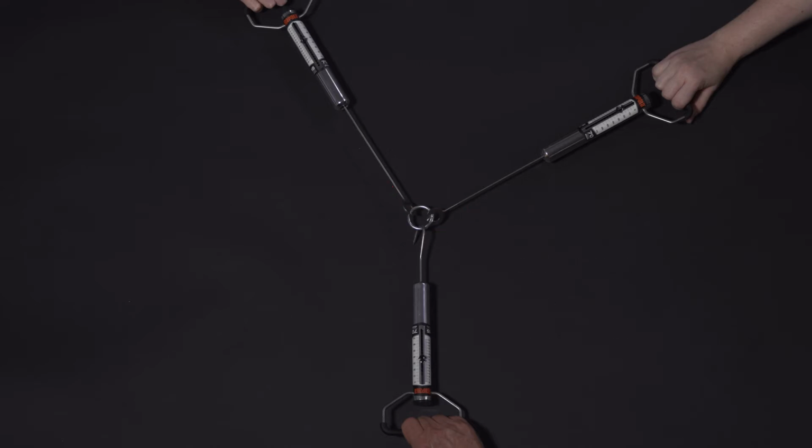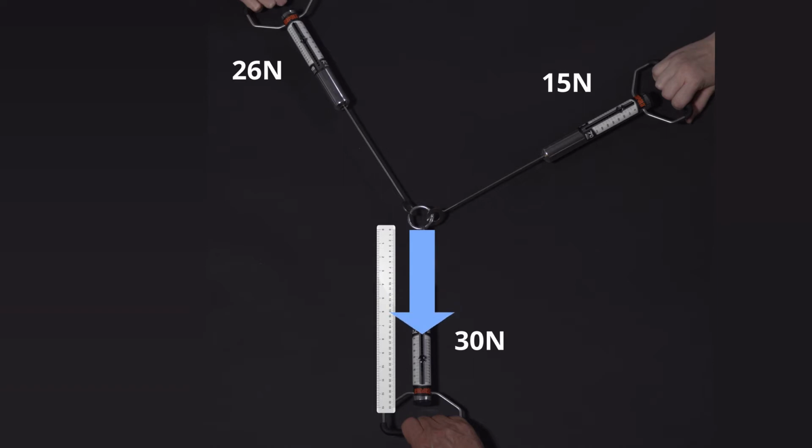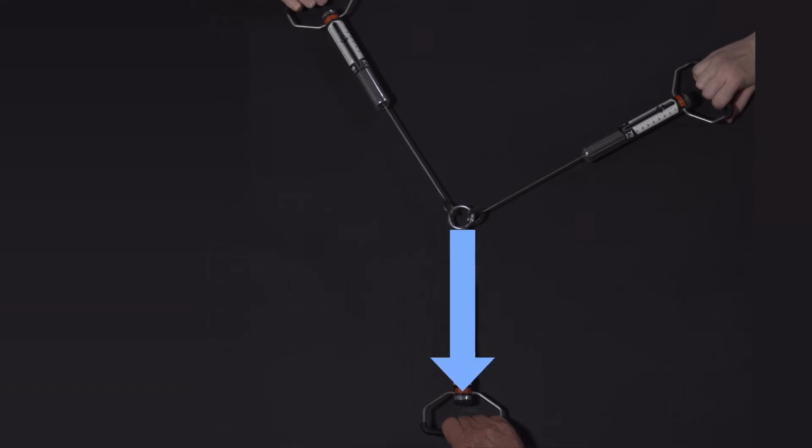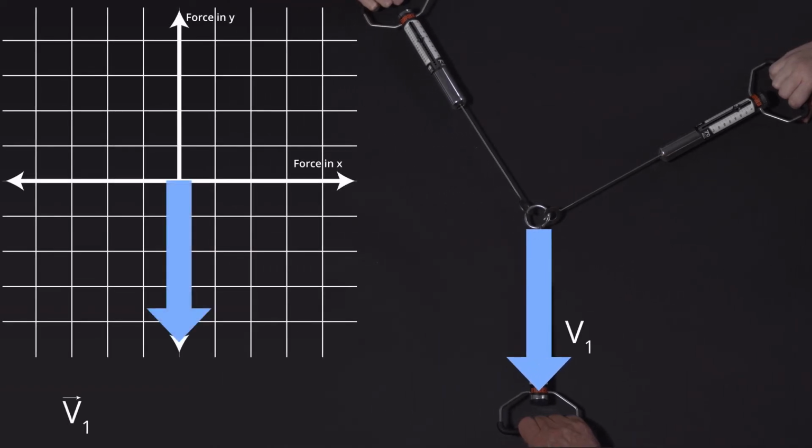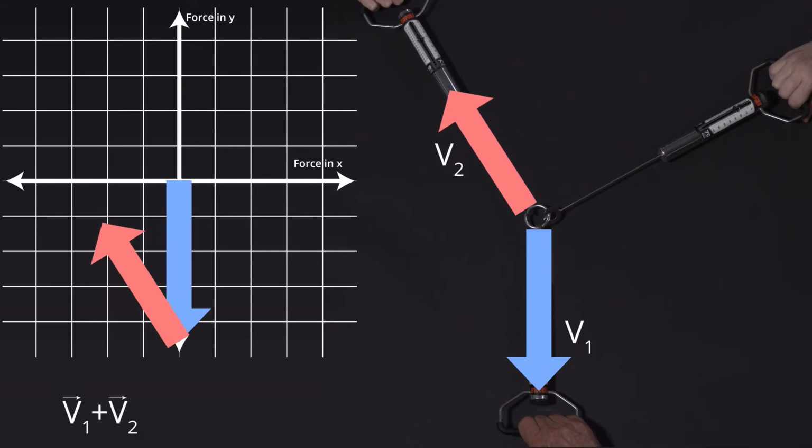The spring scales indicate that the acting forces are 30, 26, and 15 newtons, as shown. Were you correct in your guesses about which force was the largest and which was the smallest? If so, good for you. To check whether these forces add to 0 in a vector sense, we sum them graphically. v1 plus v2 plus v3. And, as in the previous example, they do sum to 0.